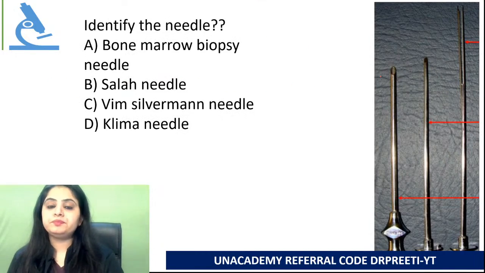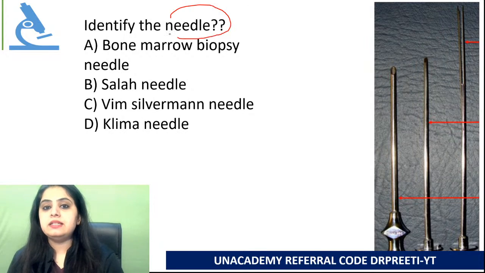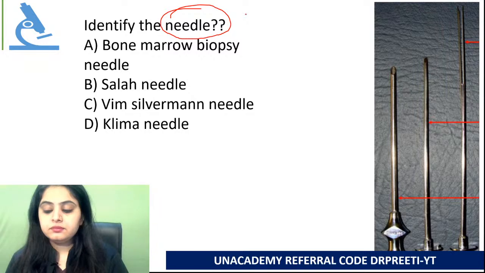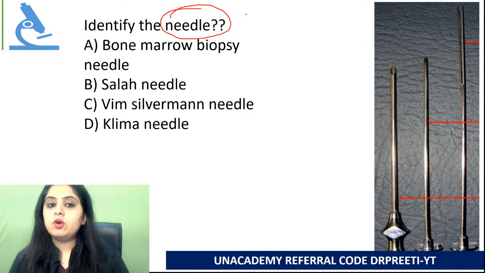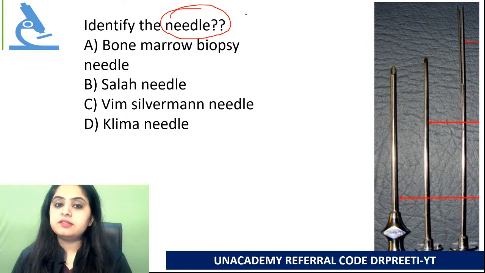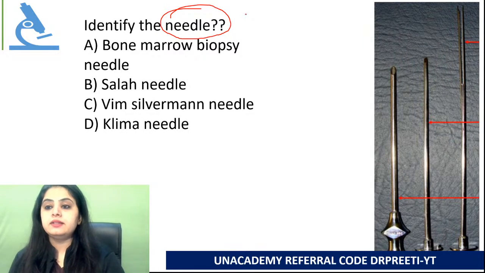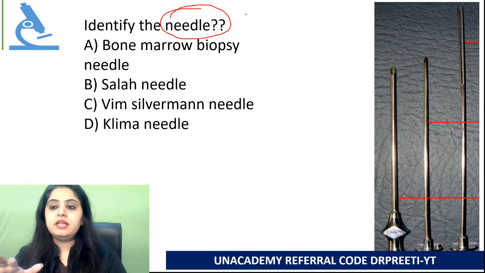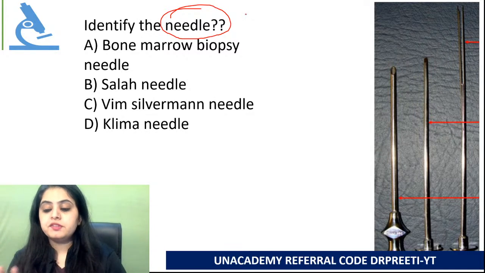Coming to the next one. Identify the needle in front of you. So there's a bone marrow biopsy needle, Salah's needle, Klima's needle, or the Wim Silverman needle. These 3 are parts of the same needle, guys.